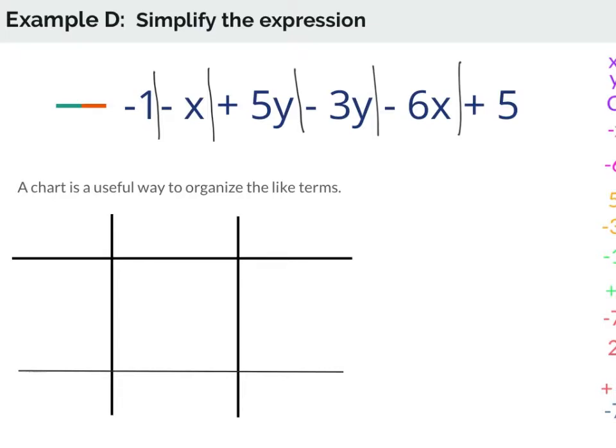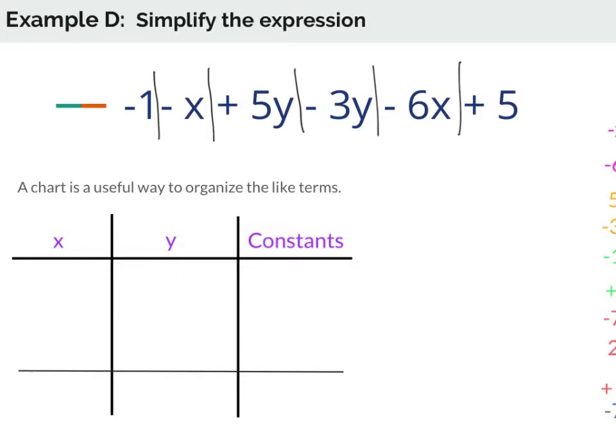Again, I can't combine x's and y's. Those are 2 different letters, so I know they're not like terms. So I know I'm going to have 1 category for x, 1 category for y, and 1 category for constants. Now, why would I put the x first? Why do I not put the y first? Well, anytime that I have multiple letters or letters that are different, I'm going to be putting them in alphabetical order. When I do this, it's called standard form. So it's very important that anytime that I'm doing this, I make sure that they're in alphabetical order.